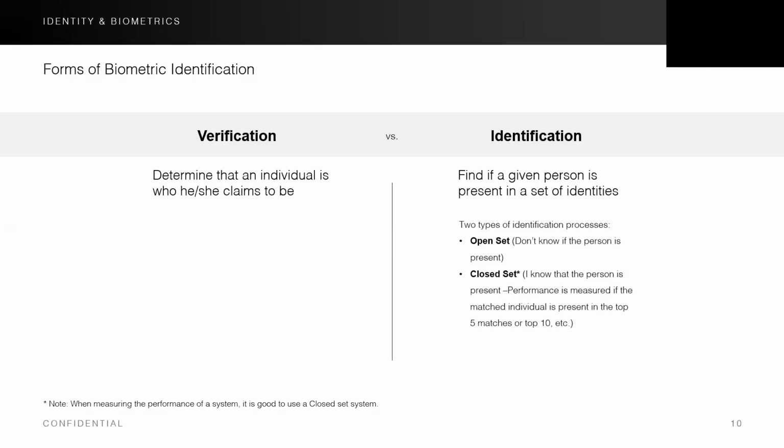In an open set, we don't know whether the person who has presented the probe exists within this set or not. So the quest here is to find out whether the person presenting the probe modality is present in the system. If he is, who is the one that matched closest with this probe modality. In the case of a closed set, it is already known that the individual exists within the database. And therefore, it can be used as a way to measure the performance of a biometric system, because the biometric system then has to determine the right match for this individual.